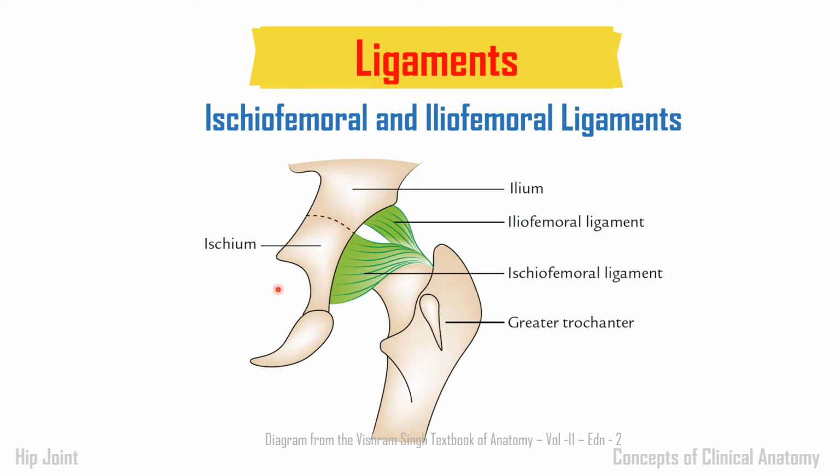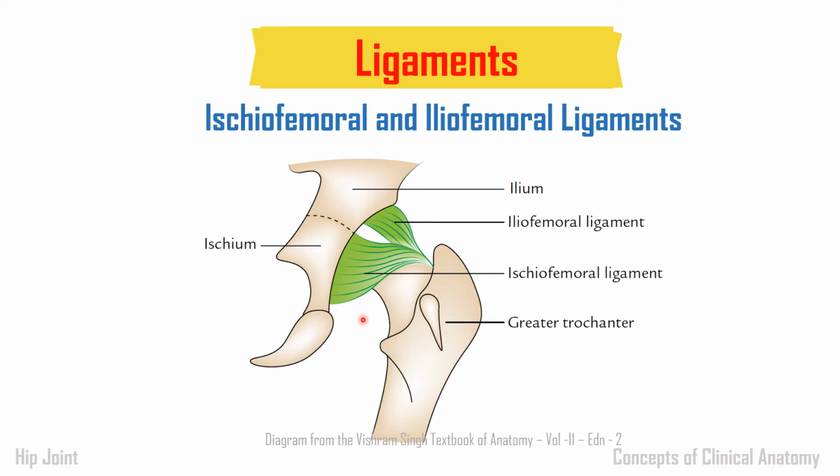Then the third ligament, that is the ischiofemoral ligament. This is one of the weaker ligaments when compared with these three. So this supports the hip joint from the posterior aspect. It attaches just posterior to the acetabular margin of the ischium. From there, this ligament spirals around and attaches in the deeper part of the greater trochanter, just deep to the iliofemoral ligament.